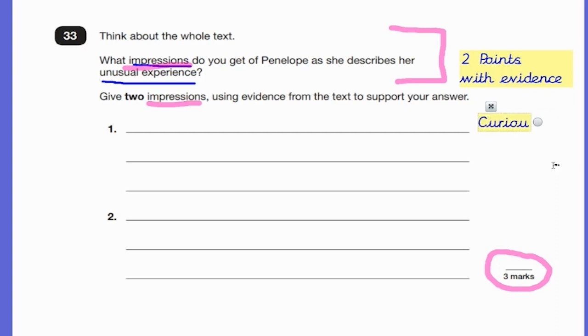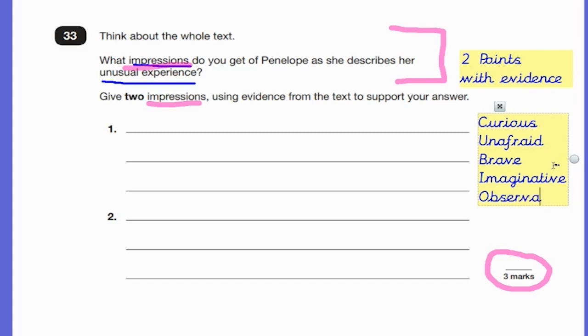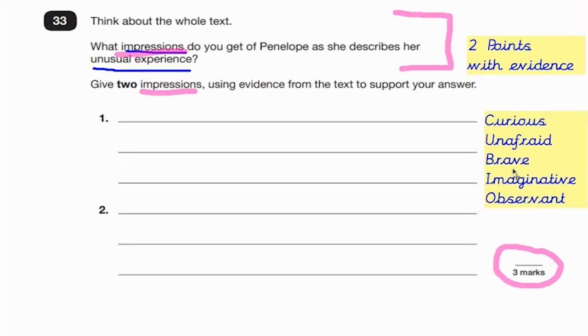Well, we could say that she's curious because she's wondering about this lady. We could say that she is unafraid because she didn't get afraid by what she'd seen. In fact, she wanted to find out more and look for the lady. We could say that she is brave. Okay. We could say that she is imaginative, okay, because she imagines herself being in the forest. We could say that she's observant because she saw the lady and she thought about what she could hear and she thought about what she could see when she saw her.